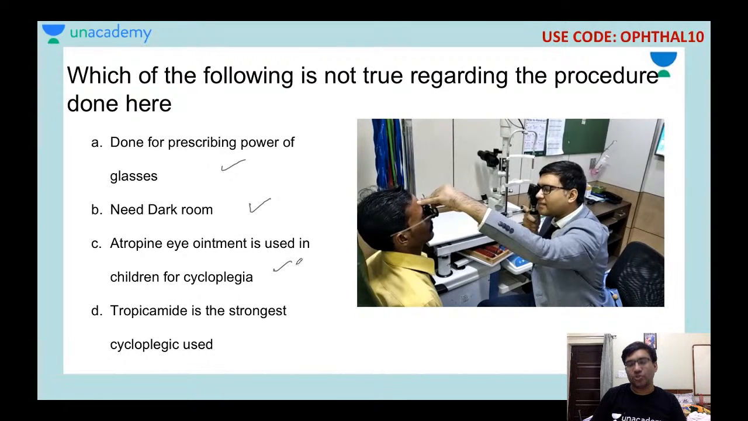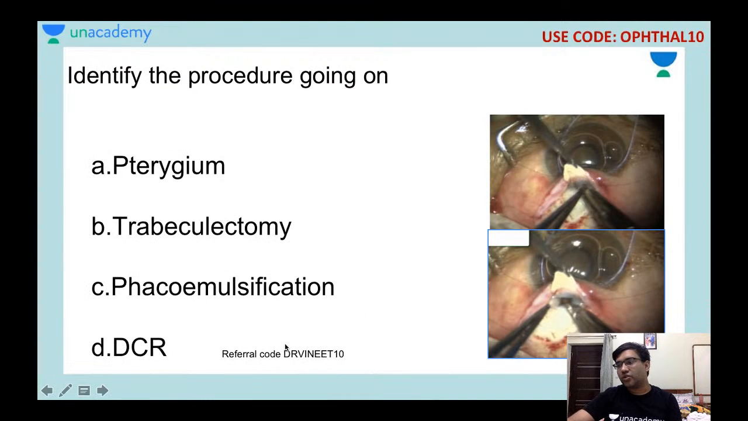Atropine eye ointment is used in patients who are small children, where we need a very strong cycloplegia. Remember, it is not tropicamide which is the strongest cycloplegic, it is atropine. Tropicamide is a very mild cycloplegic, and phenylephrine is totally a mydriatic and not a cycloplegic. Okay, very good, Saurav.